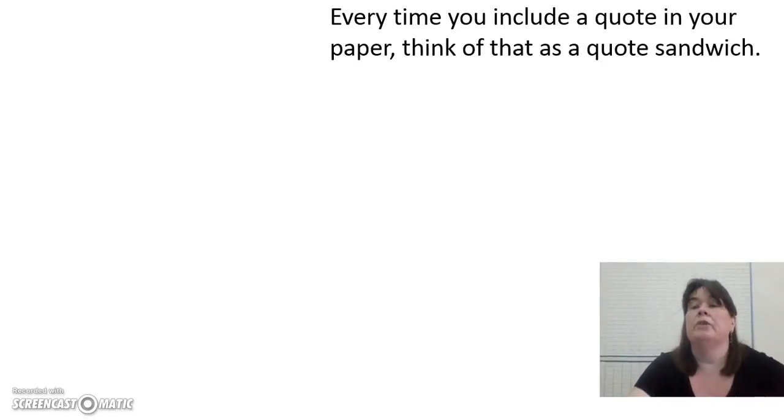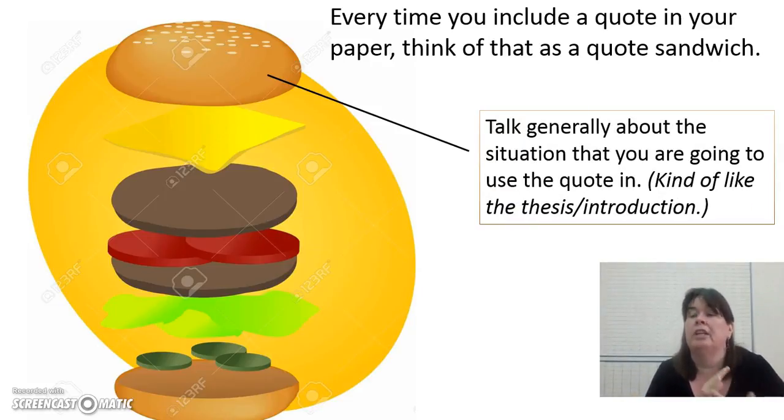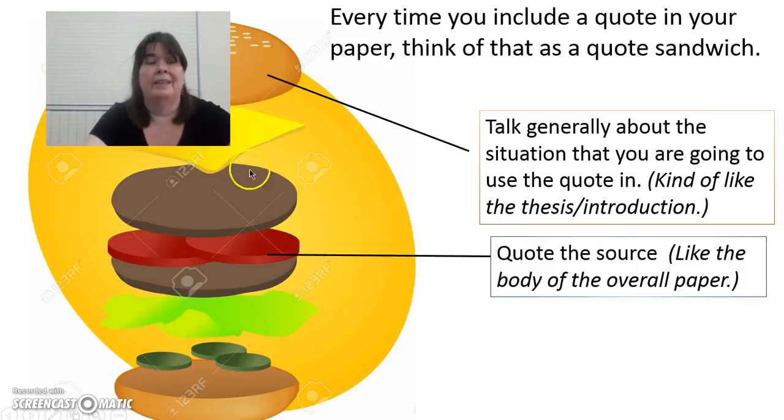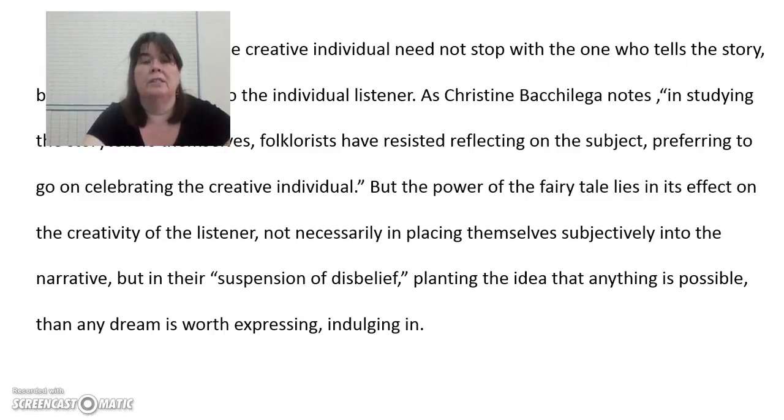So every time you use a quote in your paper, again, think of it as the quote sandwich. So here's the sandwich, the bun and the meat and the bottom bun. The top part of the bun is where you talk generally about the situation that you're going to use the quote in. So that's kind of like the thesis or the introduction to the paper, or the topic sentence to your paragraph. Then you have the actual quote, which is like the body of the overall paper. And I'm going to move my face over here now. And then you will have the explanation of what the quote means within the context of your paper. So let's look at a paragraph.